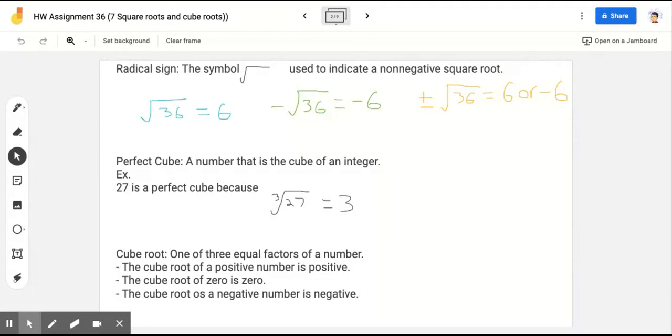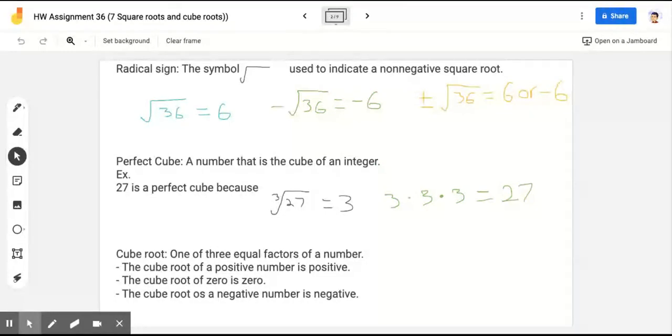Along with the squares, we also have cubes. We have something called a perfect cube, which is a number that is the cube of an integer. So 27 is a perfect cube because the cube root of 27 is 3. Notice how our radical sign has a little 3 in it. The cube root of 27 is 3, meaning 3 times 3 times 3 equals 27. When we see cubes, we think of the value of 3, meaning there are 3 threes. The cube root is one of 3 equal factors of a number.